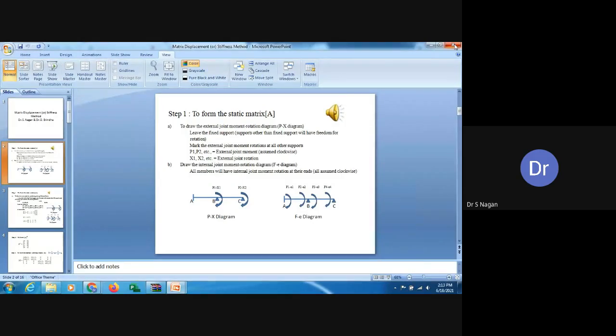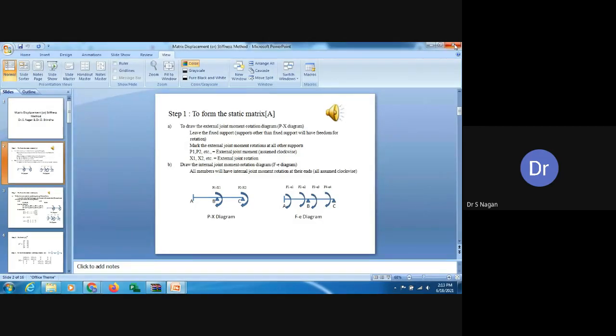So in case of sinking of support, the difference is only in the formation of the capital P matrix. Normally we use fixed end moments alone. Now the fixed end moments due to load and due to sinking have to be combined to get the value of the final fixed end moments. Use that to get the P matrix. That is the only difference.